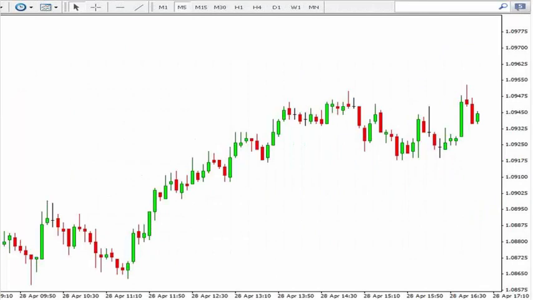With fractional pip pricing, when price changes from 1.09450 to 1.09475, it would be a 2.5 pip change. Or, if the market moves down from 1.09475 to 1.09450, then the price has decreased by 2.5 pips.